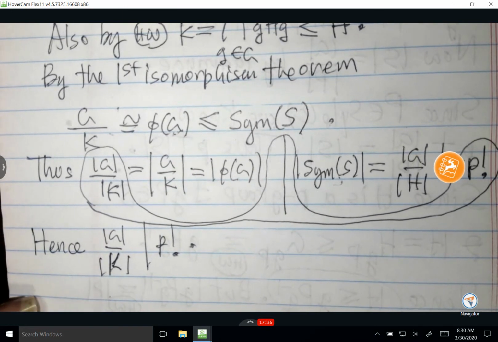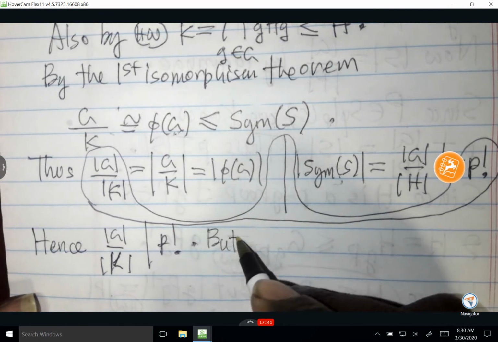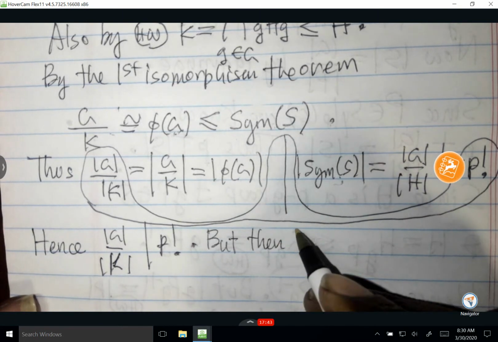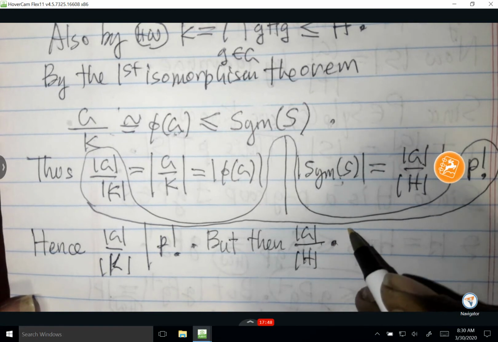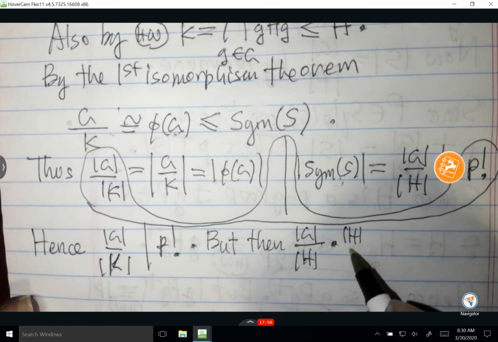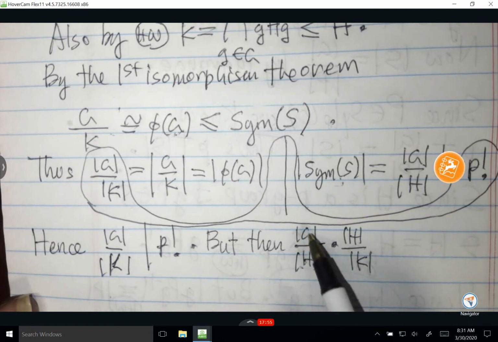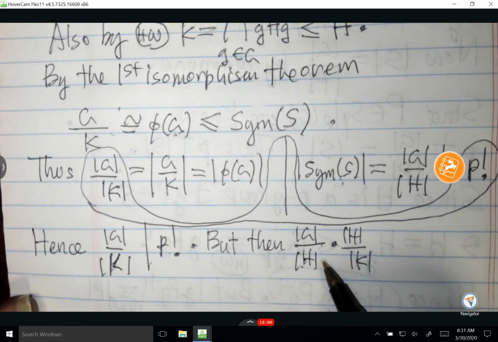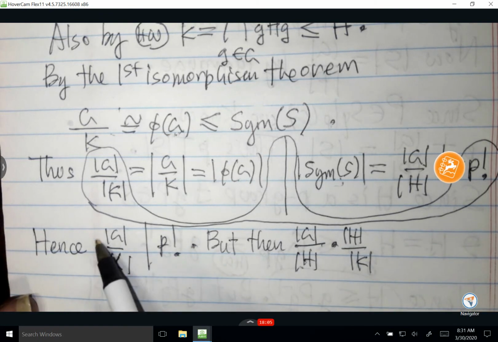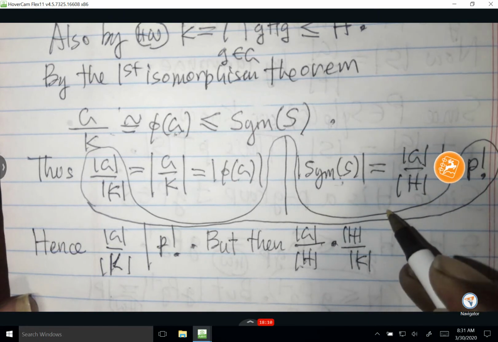And now use the hint that we gave you. You could say, but then the order of G over the order of H times the order of H over the order of K. Notice that this is just the order of G over the order of K, because the order of H's wipe out. So this number I'm writing is nothing more than this number. And so that divides P factorial.